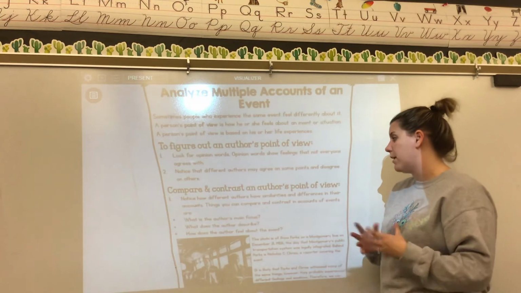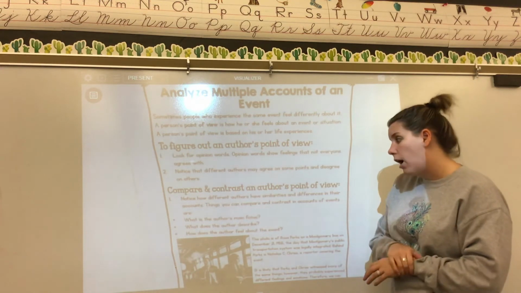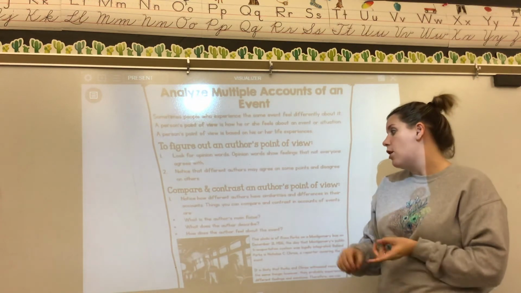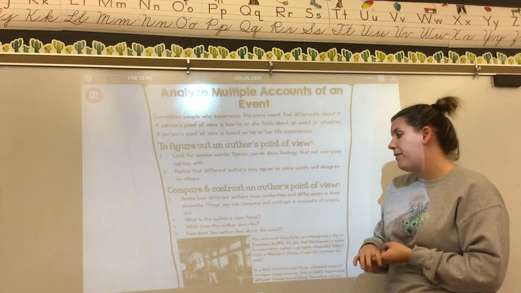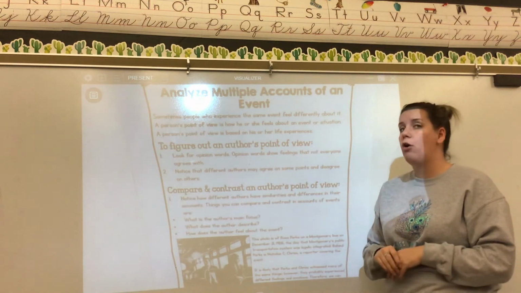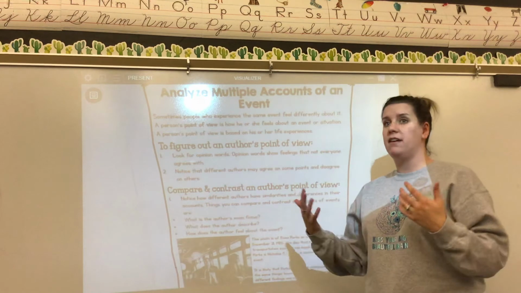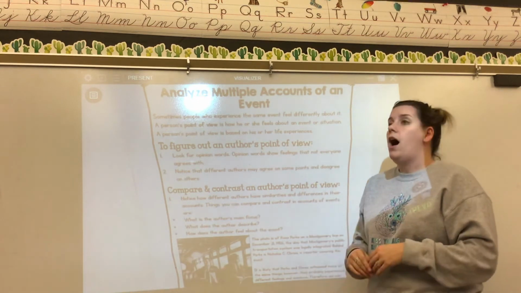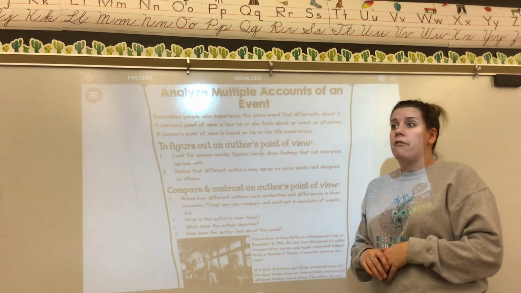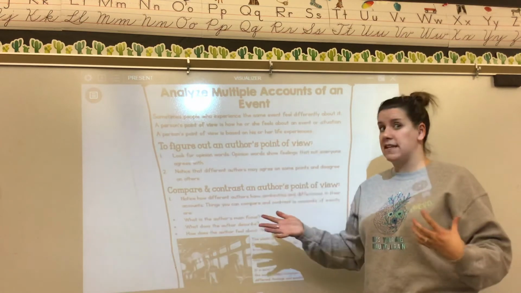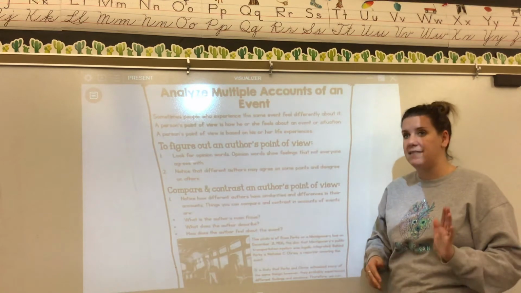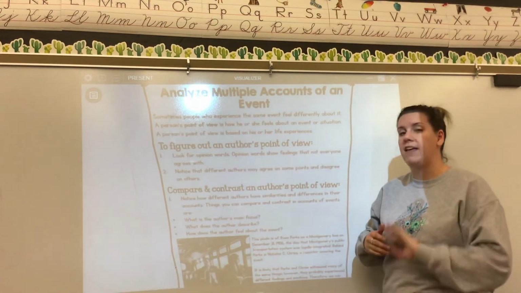Things you can compare and contrast in an account of events are what's their main focus, what they describe, and how they feel about the event. So what they saw at the event, things that they noticed. Maybe the main focus of the birthday boy is the presents that he got. Maybe the main focus of the guests is the food that was there or the atmosphere that was there.